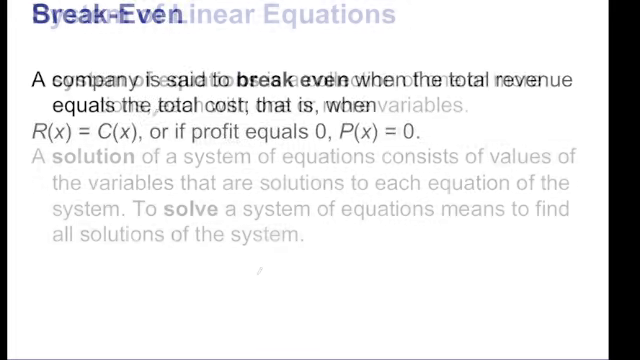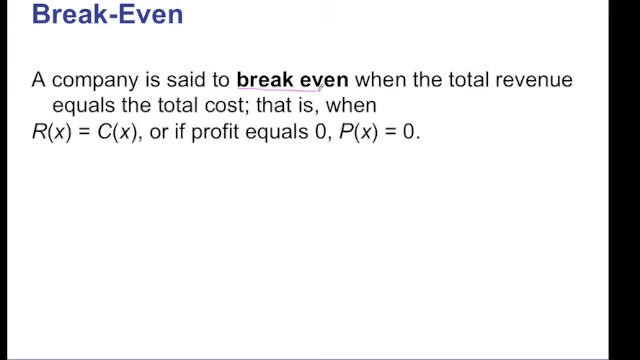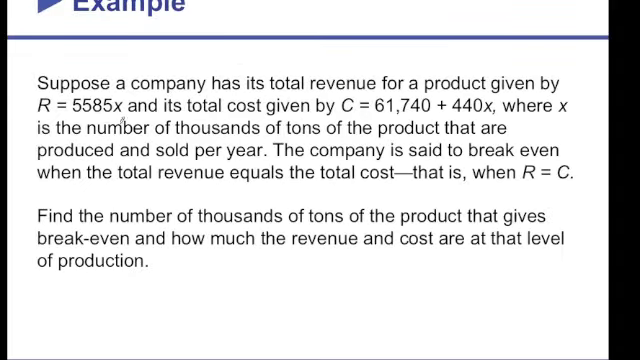A company is said to break even. That means no profit, no loss, when the total revenue equals the total cost. That is, when the revenue equals the cost, or if the profit equals zero. So suppose a company has a total revenue for a product given by R equals 5,585x, and its total cost given by C equals 61,740 plus 440x, where x is the number of tons of the product that is produced and sold each year.